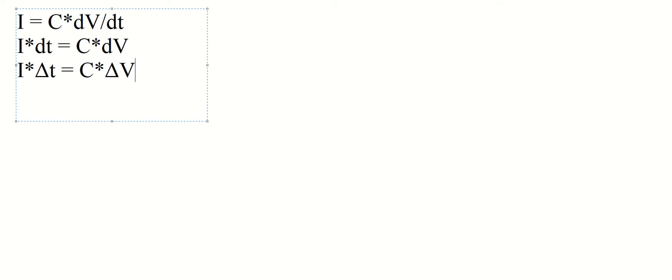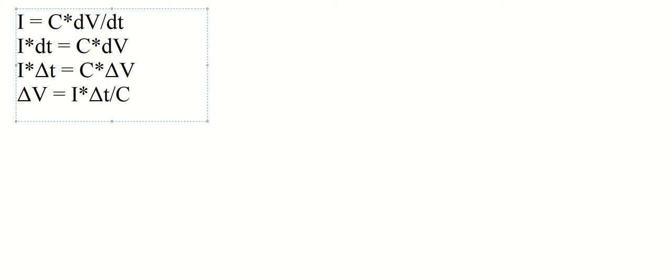And then, since what we're really looking for is delta V here, the change in voltage across the capacitor, we can rearrange a bit to get delta V equals I times delta t over C.